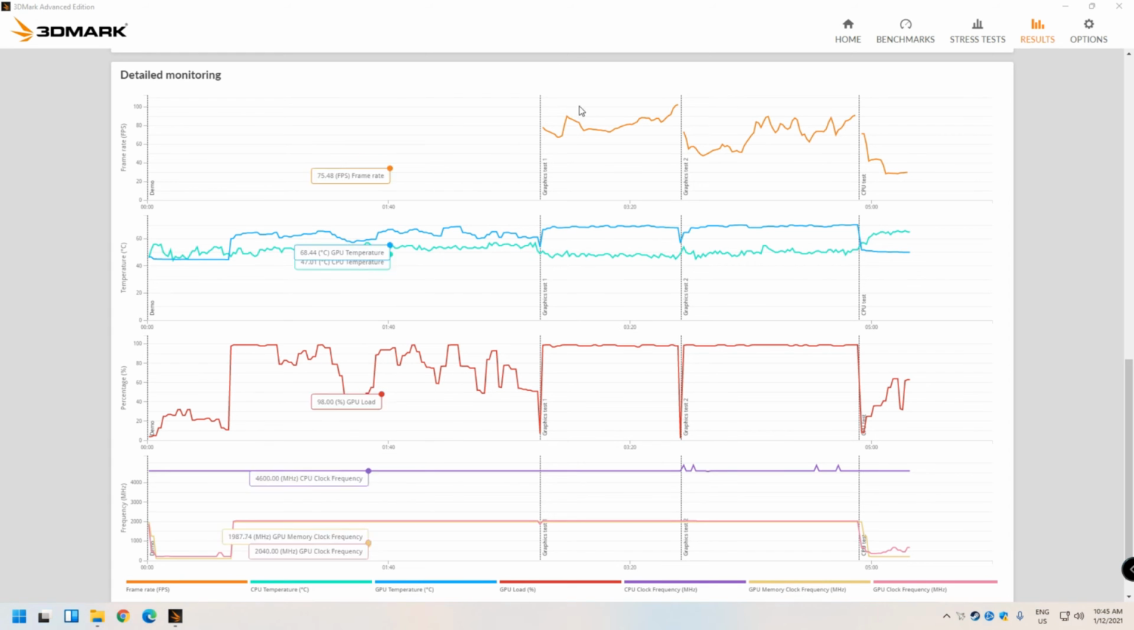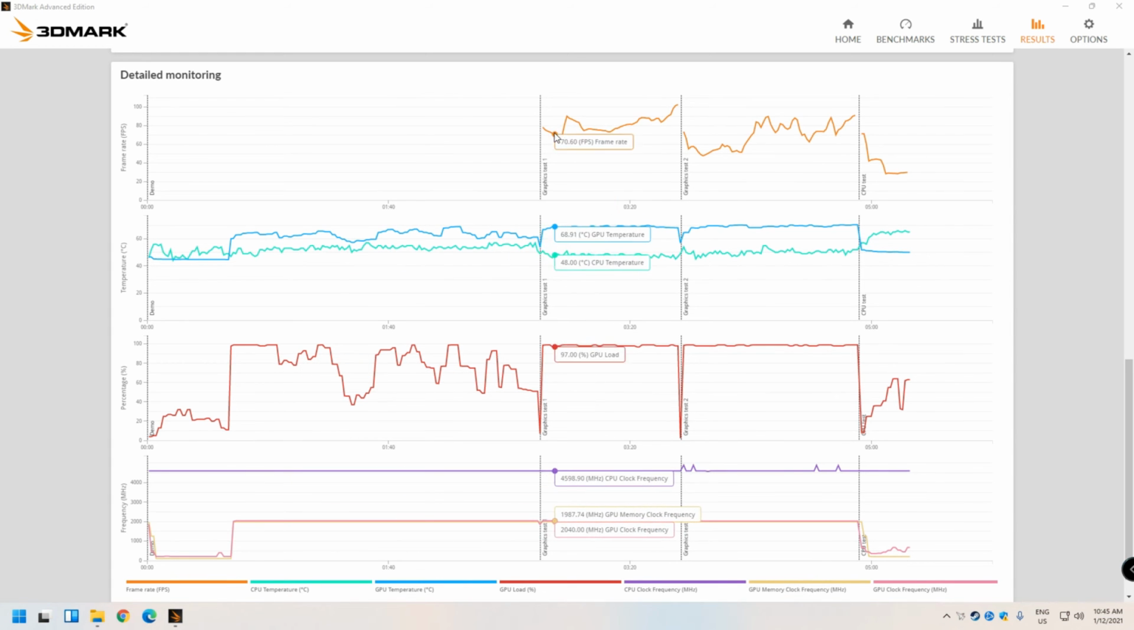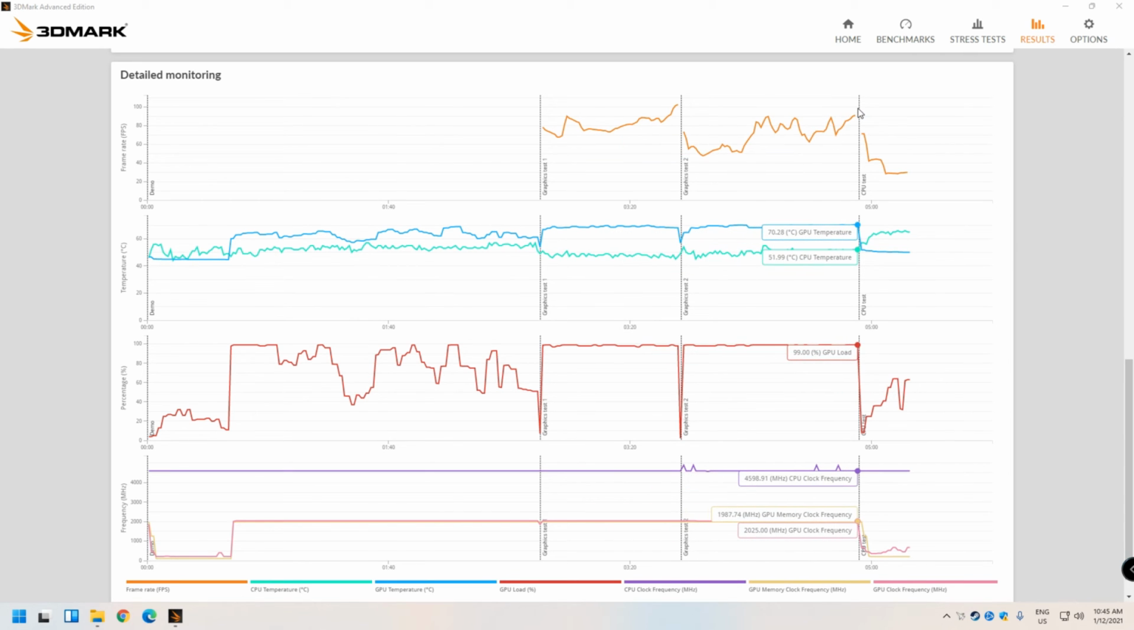So looking at the frames, it looks like we had a max of 102 for the first test, and then we had 67 for the lowest. So we'll look at the second test. It looks like the lowest was probably about 47 on the second test, and then the highest looks to be about 90, I'd say. Yeah, so I'm pretty happy with that.